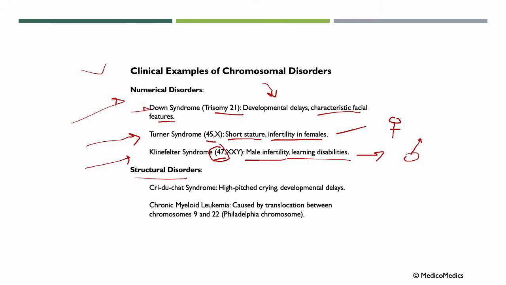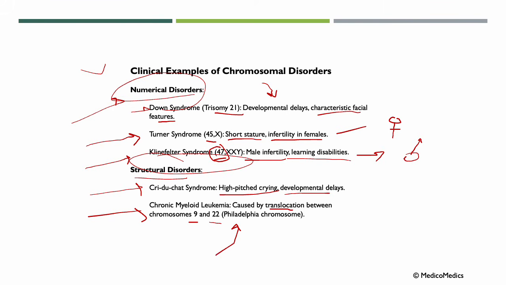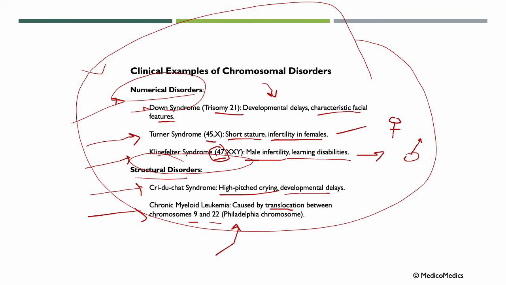What are some structural disorders then? We talked about numerical. What is structural? Cri-du-Chat syndrome, for example. And typically it's a high-pitched crying in infants, and you see developmental delays. Chronic myeloid leukemia is caused by a translocation between chromosome 9 and 22, also called the Philadelphia chromosome. So some of these disorders are caused by having too many or too few chromosomes, while others result from broken or rearranged pieces.